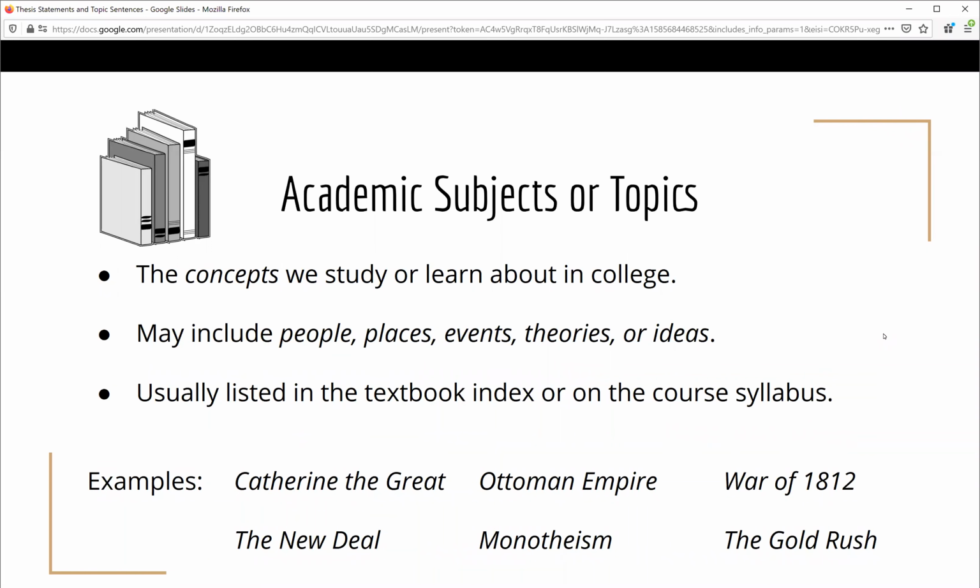When you are given an assignment, you might be told to address a particular subject or topic, or you may be able to choose your own. In either case, a subject or topic is really the concepts you study or learn about in college. These may be people, places, events, theories, or ideas. Academic topics can be found in the index of your textbook or on the class syllabus. Some examples include Catherine the Great, the Ottoman Empire, the War of 1812, the New Deal, monotheism, or the Gold Rush.